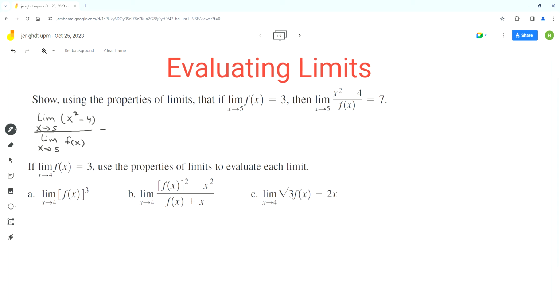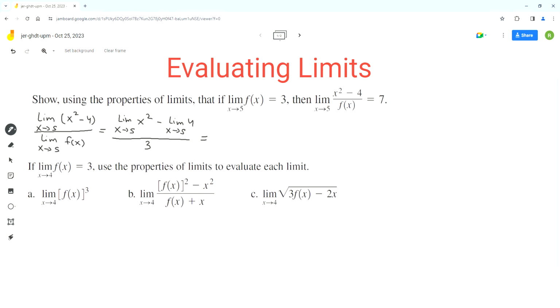Now in the numerator, we will use the difference property or the subtraction property of limit. So we'll apply the limit to x squared and minus 4 individually. So limit x approaches 5 x squared minus limit x approaches 5 4 over. Now in the denominator, we have limit x approaches 5 for f at x, and for this we are given the value as 3. So in the denominator, we replace the expression with 3.